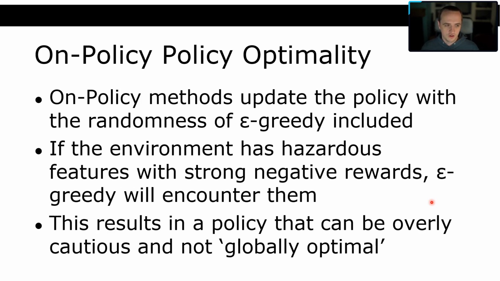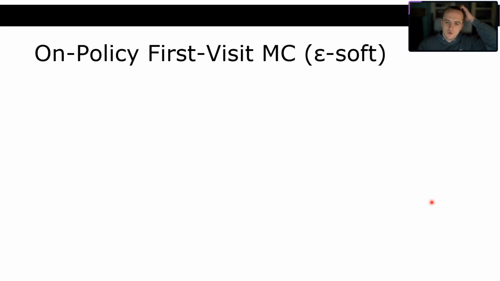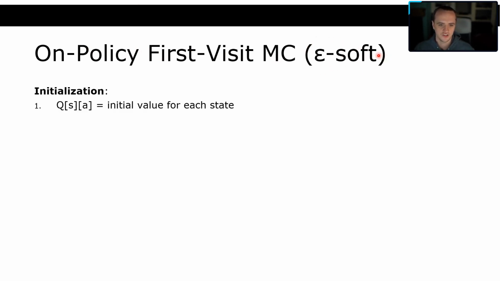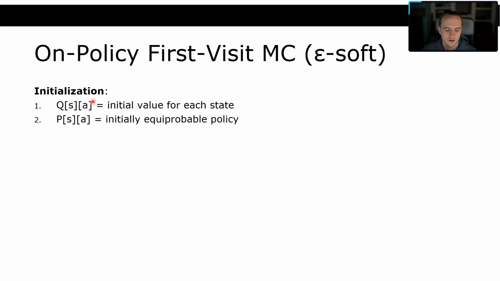And also go over and read this part of the book because it's really excellent and the examples they give are great. Okay, so here's how we look at this algorithmically. So this is on-policy, first-visit Monte Carlo with an epsilon-soft policy. So the initialization: we initialize our state action values with some initial value, maybe 0. And then we also initialize an equiprobable policy. So we looked at that last time. And then we repeat forever, right? Or until we want to stop learning.